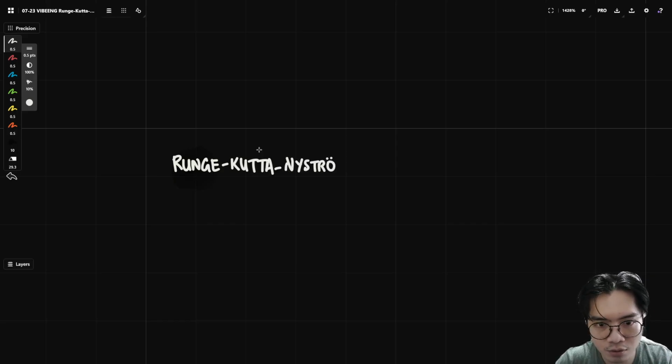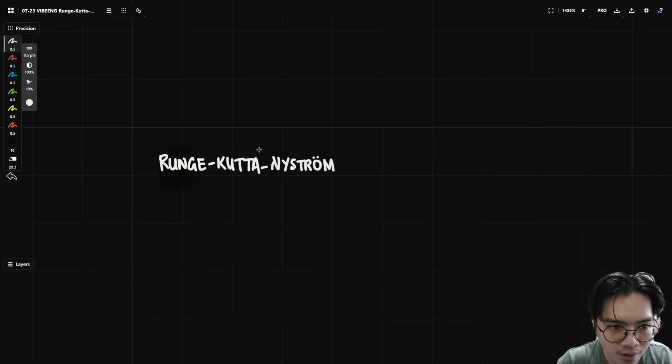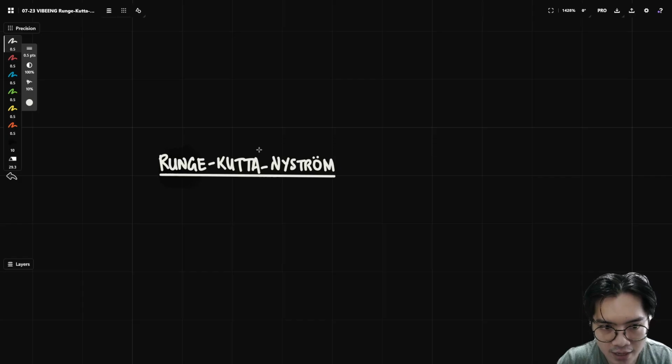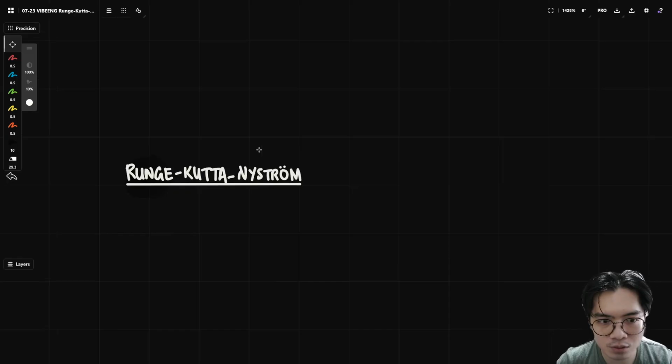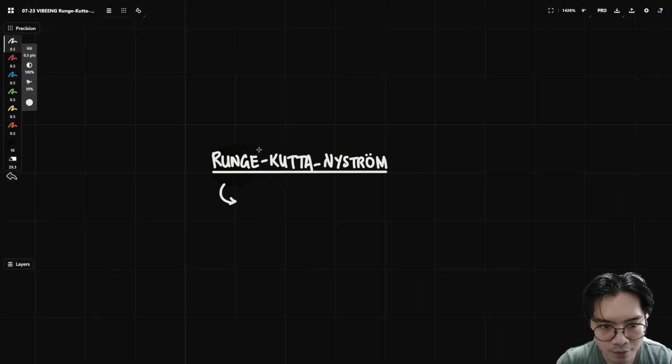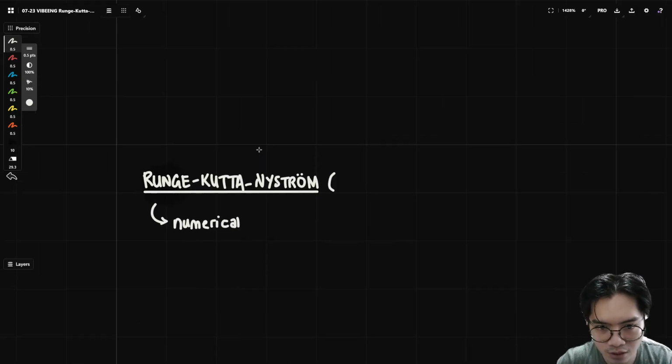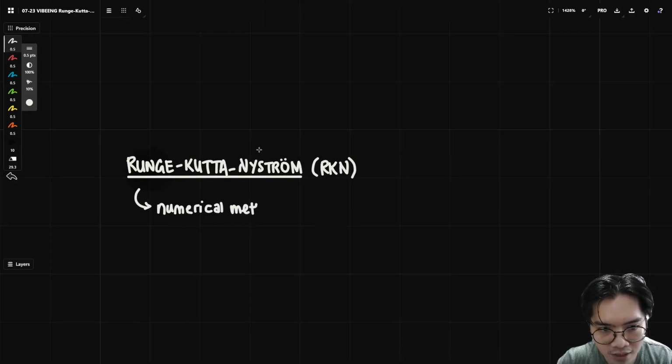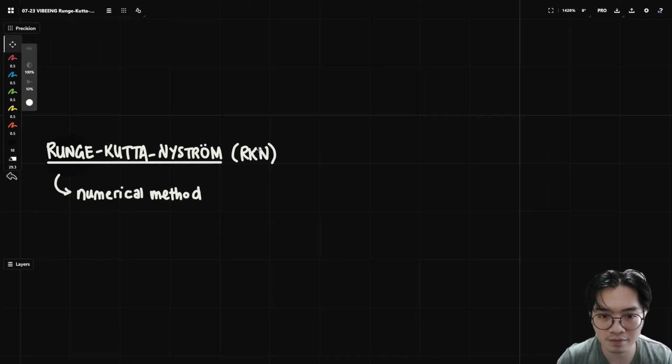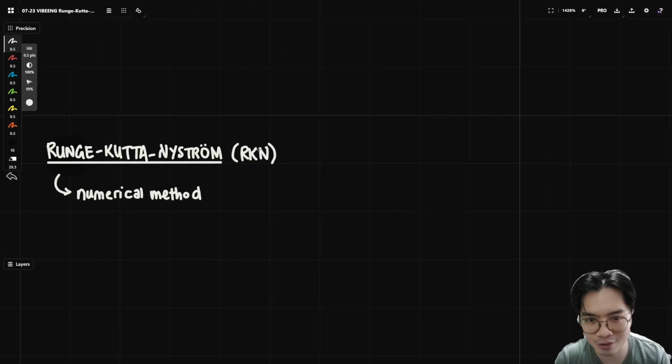Right? The thing about the Runge-Kutta-Nyström method is that, just like a lot of other methods, this is what we call a numerical method. So before we even begin with RKN, that's what we usually call it, I have to tell you guys what a numerical method even is, if ever hindi niyo pa to alam.